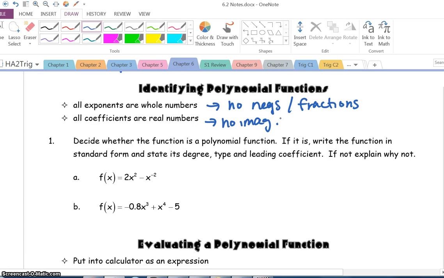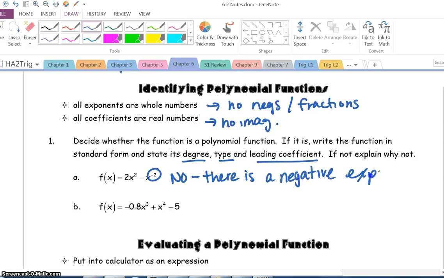So we are going to decide whether the function is a polynomial. If it is, we're going to write the function in standard form and state its degree, type, and leading coefficient. This first one here, if you look, it has an exponent that's a negative. So that means this is not a polynomial function. However, the second one is a polynomial function.